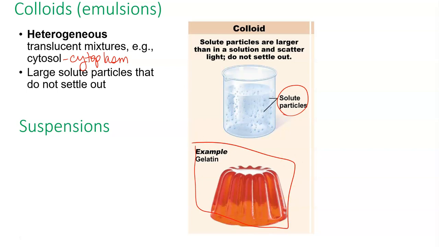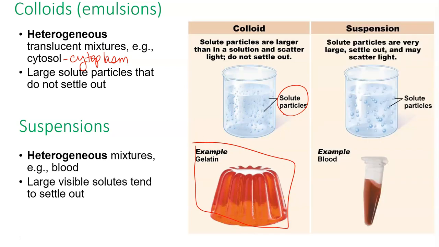Suspensions are the last type of mixture, and it's also a heterogeneous mixture. So it's different molecules all combined together. And these large solutes, which are usually visible, tend to settle out. A good example here is blood. If you spin a sample of blood down in a centrifuge, the heavier particles are going to fall to the bottom, and the lighter particles will be separated to the top. So again, it's a heterogeneous mixture with lots of different solutes, and they will settle out in a suspension.